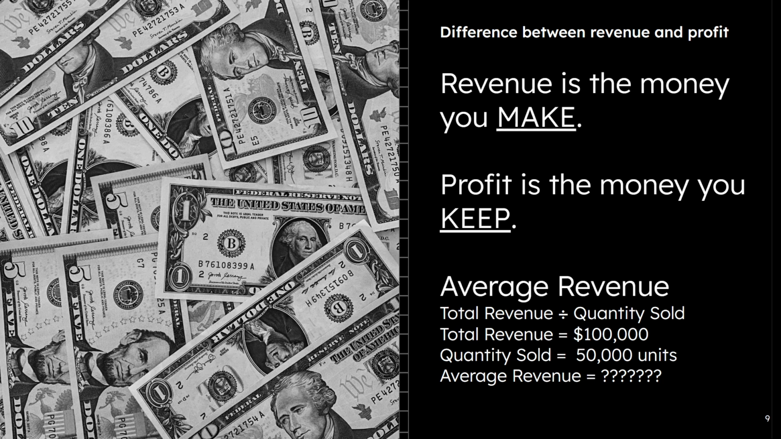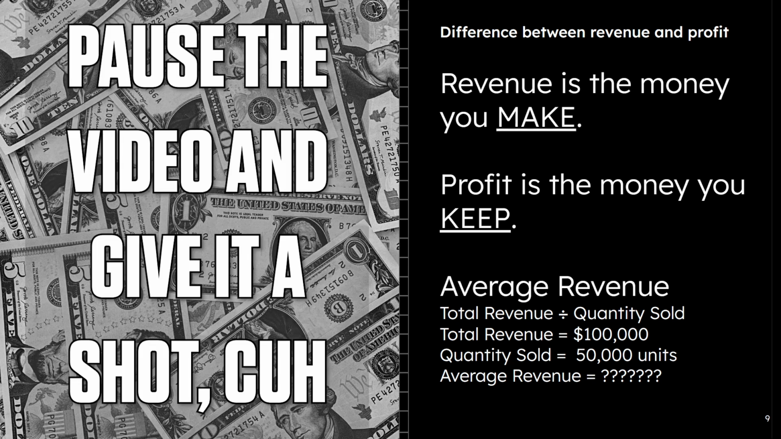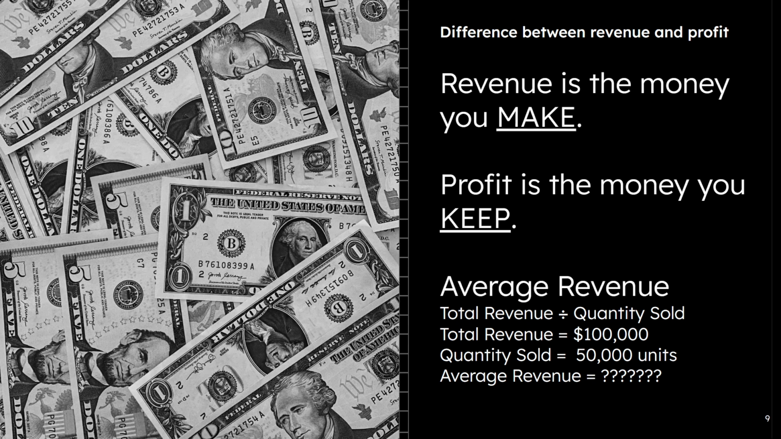So now let's calculate average revenue. It's the same principle as average cost. So it's total revenue divided by quantity sold. So let's say you made $100,000 in revenue and you sold 50,000 units. What is your average revenue? I'll give you a second. Yeah, it's $2. Your average revenue is $2. Okay, it's because it's 100,000 divided by 50,000. 100 divided by 50, that's 2.